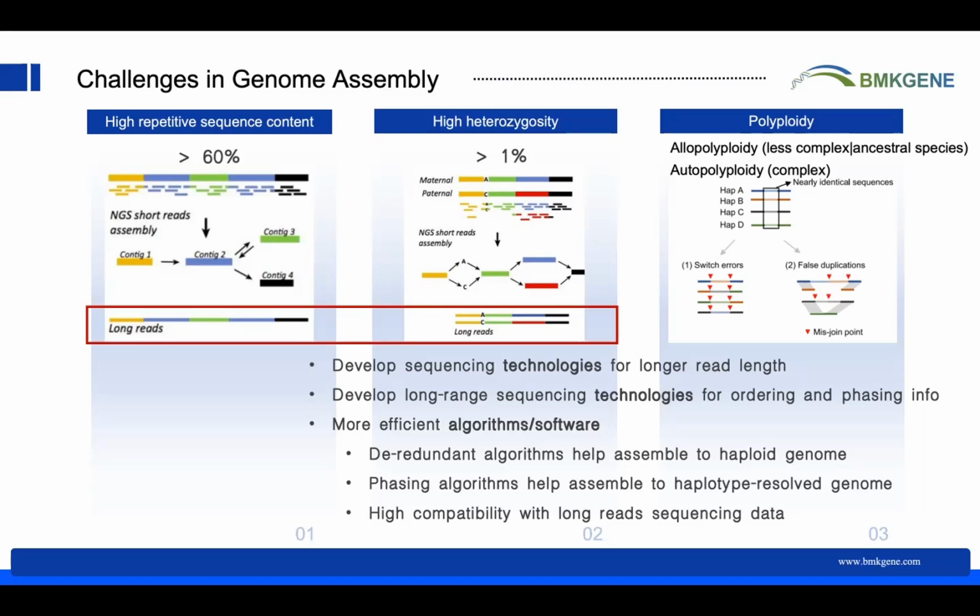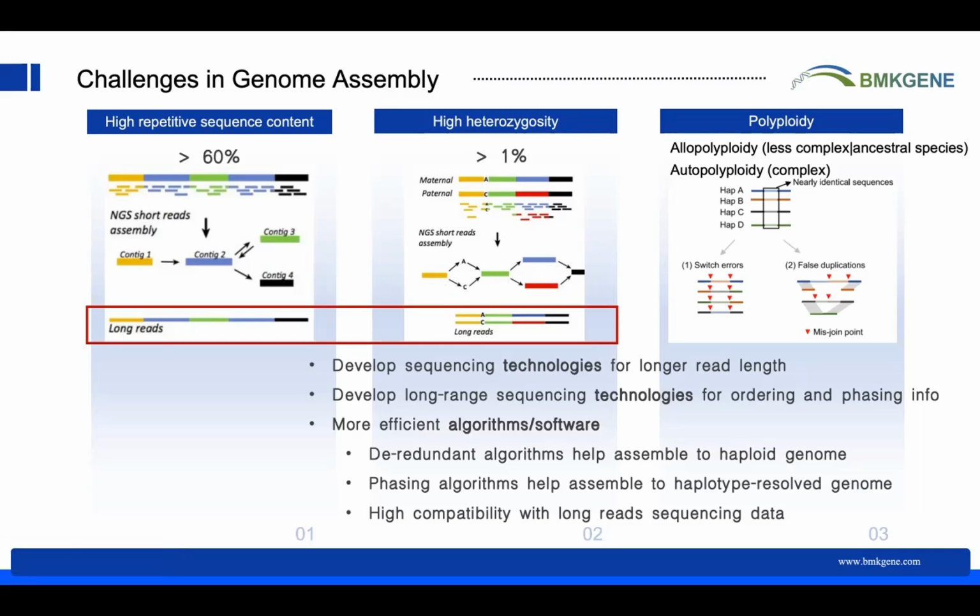And another one is the high heterozygosity. If the genome regions from the maternal one and from the paternal one have different nucleotides or different regions or fragments, then when we do the assembly, it will also be confused about which one should be located in this position, and this will cause some bubbles here.